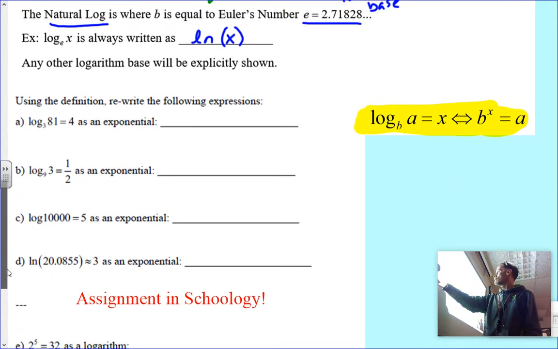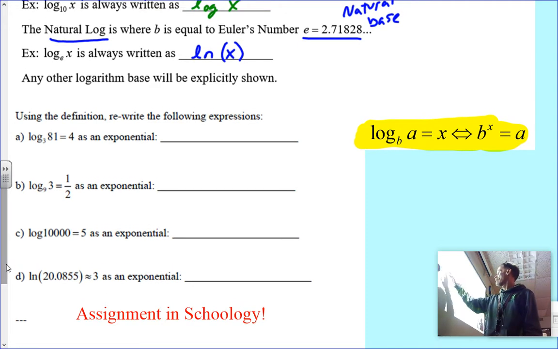So all we want to do is kind of go back and forth, right? So using the definition, and I rewrote it over here, highlighted again, just so you can kind of see that for this section. On these 4 examples, A through D, I start with a log, and I want to write it as an exponential. Okay?